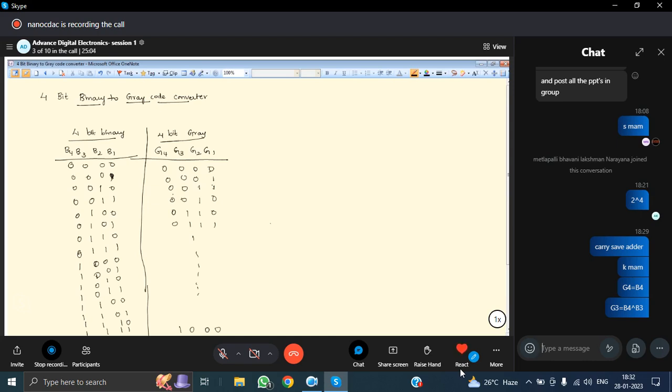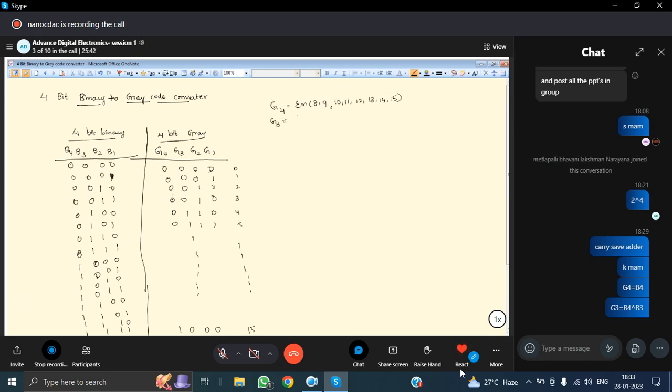So G4 will be equal to, in terms of min terms, G4 has 8, 9, from here I am taking the positions 0, 1, 2, 3, 4, 5, up to 15. So these are the min terms for G4. G4, if you are taking min terms, 8, 9, 10, 11, 12, 13, 14 and 15 are the min terms.